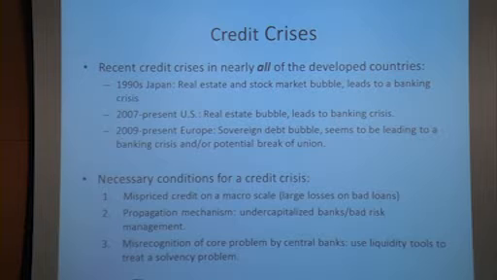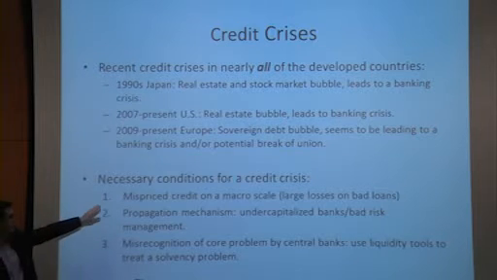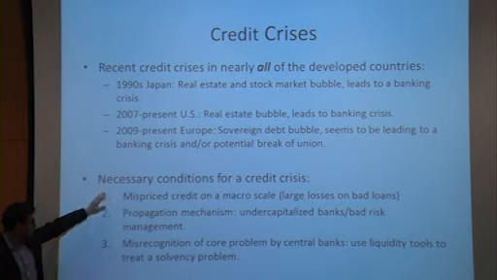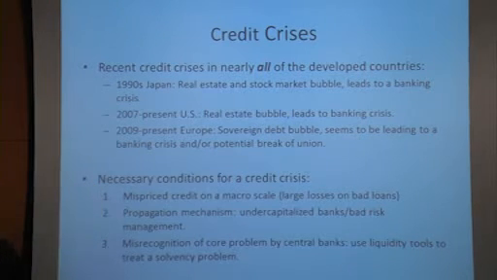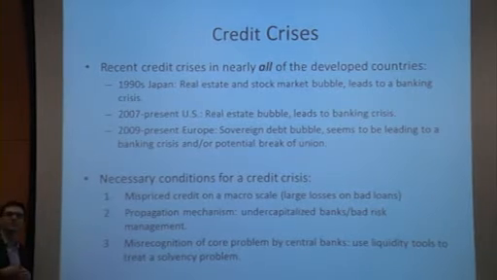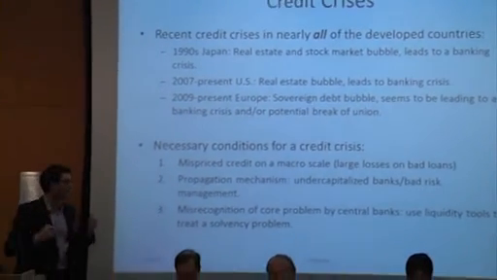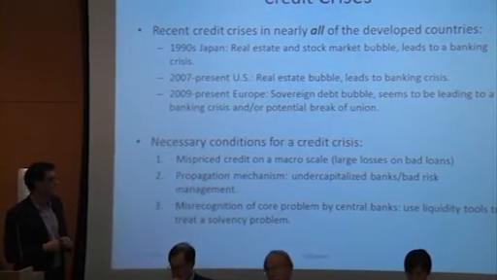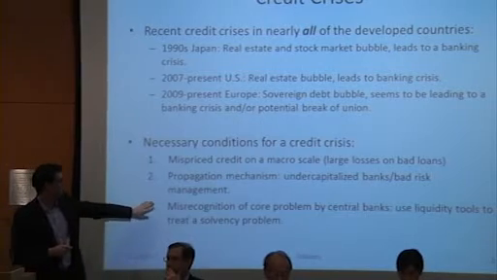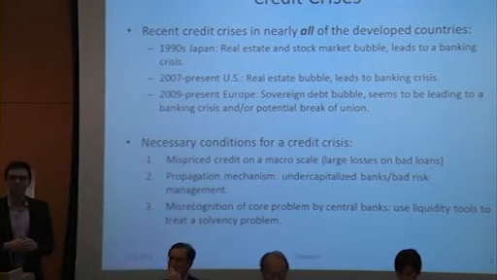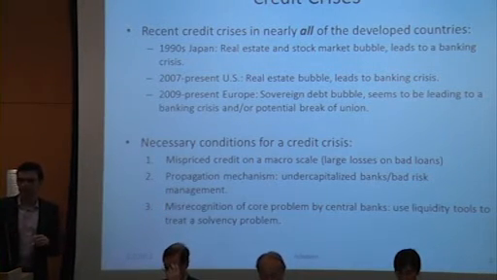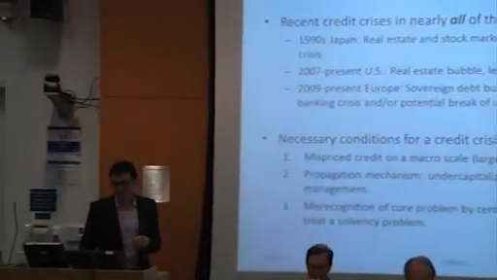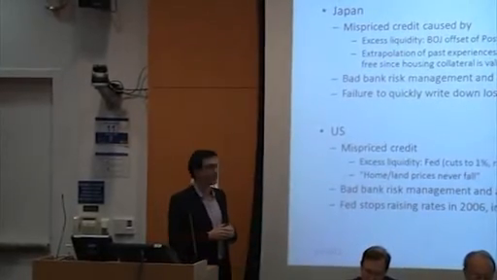So, necessary conditions for a credit crisis: you need a large macro-scale mispricing of credit. You need a propagation mechanism, so there's an initial shock, and then there's something that propagates the shock and almost magnifies it. This is often undercapitalized banks and bad risk management practices. And then third, there's a misrecognition of the core problem by regulators and central bankers, who then use liquidity tools to try and fix a solvency problem.